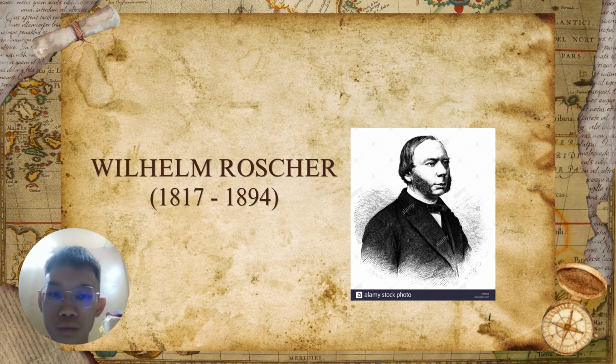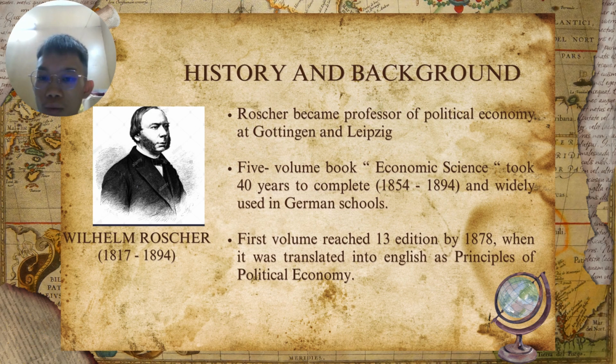Now, we will move to another character, which is Wilhelm Roscher. He studied history and political science. Wilhelm Roscher was born in 1817 and lived until 1894. He was a German economist who served as a professor of political economy, first at Göttingen and later at Leipzig.